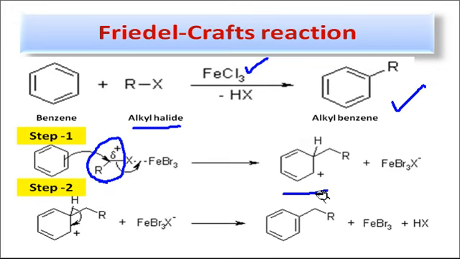formation of the carbocation intermediate takes place. Now in the second step, deprotonation of this carbocation takes place. Deprotonation means removal of this hydrogen from the carbocation intermediate. With the removal of this hydrogen, aromaticity of the benzene ring is again maintained, and the alkyl substituted aromatic compound, or the alkyl substituted benzene, is formed. So this is the example of the Friedel-Crafts reaction, in which when the alkyl halide is reacted with benzene in presence of Lewis acid, the substituted alkyl benzene is formed.